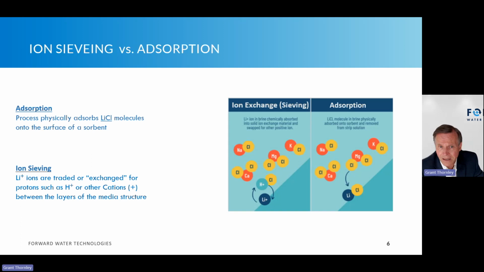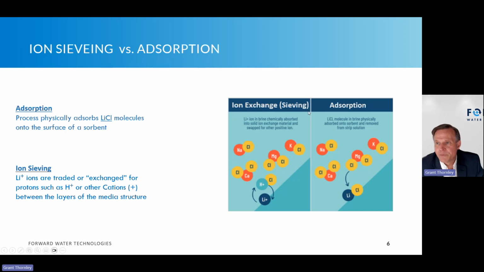So as I said, it's good to understand the difference between a sieving and an absorption resin. Absorption is where the lithium chloride comes onto the media. In ion sieving, it is the lithium, usually being exchanged by hydrogen. The material is protonated, typically regenerated with hydrochloric acid. So if you're using hydrogen as your proton, that exchanges with lithium.